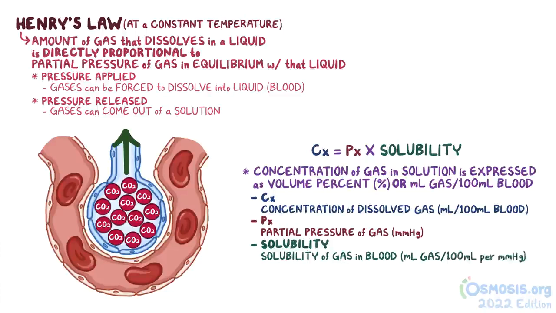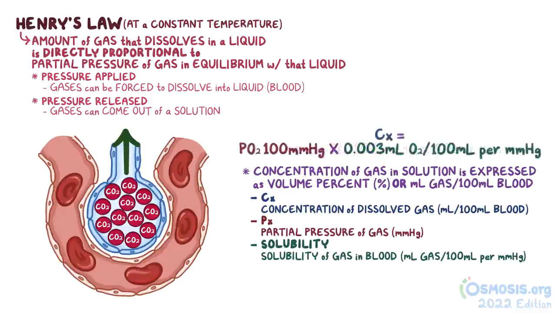So, to test this relationship, let's consider the partial pressure of oxygen of arterial blood is 100 millimeters of mercury. And given that the solubility of oxygen is 0.003 milliliters of oxygen per 100 milliliters of blood per millimeter of mercury, we should be able to know what is the concentration of dissolved oxygen in blood, right? Well, yes, because the concentration of oxygen equals partial pressure of oxygen times solubility. So the concentration of dissolved oxygen is 0.3 milliliters per 100 milliliters of blood.